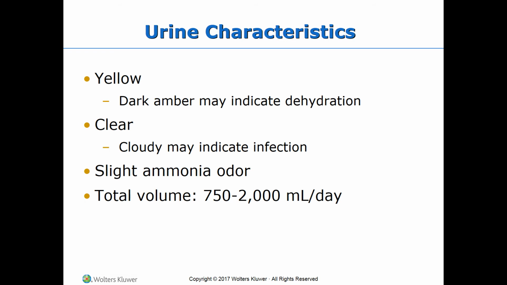Now, if someone has a color darker than yellow, that can indicate dehydration, but it can also indicate some problems of genetics. So that can be detected later on, depending on how dark the urine is. Another thing that you shouldn't see in the urine is cloudiness, because if someone has cloudy urine, it might indicate that the person has an infection.